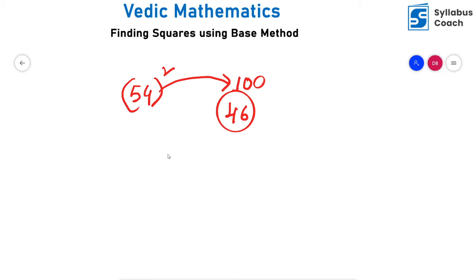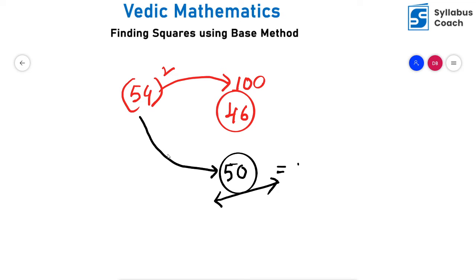It's very simple. It's just an extension to the base method. For example, if you look at 54, this 54 is near to 50. This number is near to 50, so this is the non-base number. Instead of using 100 for your comparison, you would be comparing this particular number with 50. But what is the difference in the execution? It's simply 100 by 2, right?